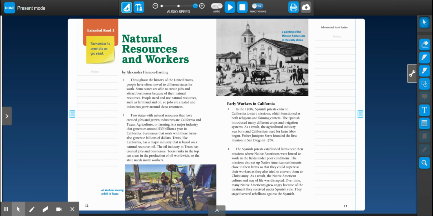When looking at this passage, I'm noticing that this text is informational social studies. I also notice there are many subheads and graphic features. As we read today, we're going to find key details and the main ideas of each section. I also want you to pay attention and circle or highlight unknown vocabulary.